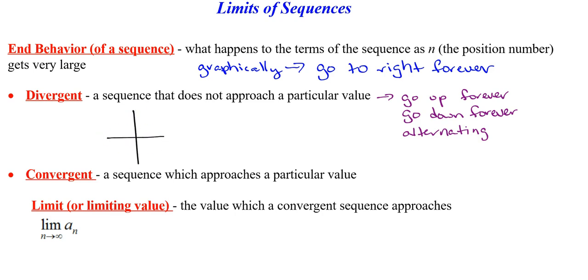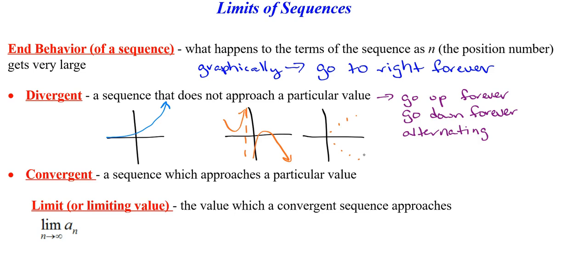Graphically, we could be looking at something like an exponential sequence, so the graph's going up forever. Or perhaps some kind of rational function where we have an asymptote, and this one's going down forever. Additionally, we could have a sequence that is not a constant function and is just jumping back and forth between positive and negative values. All of those would be considered sequences which are divergent.